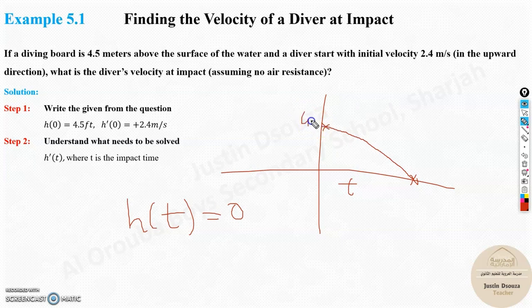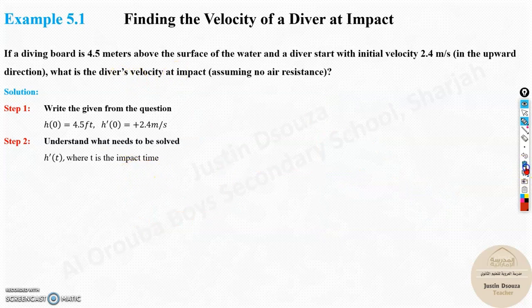You start at 4.5, right? At time 0 you start at 4.5. It eventually comes down. At what time will it come down to 0? At what time t? That particular time needs to be found out. It's very important. That time t is the impact time, and the velocity at that particular time is the answer. Anyways, we will now solve it and then you will understand much better.